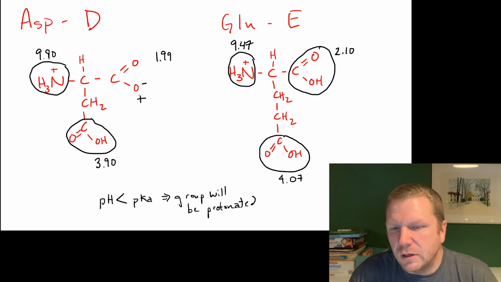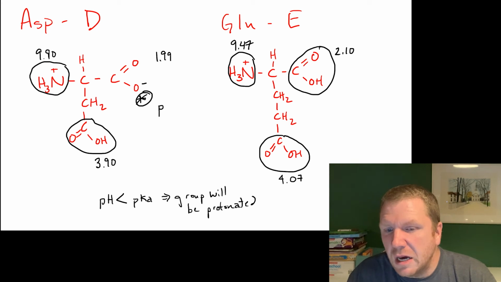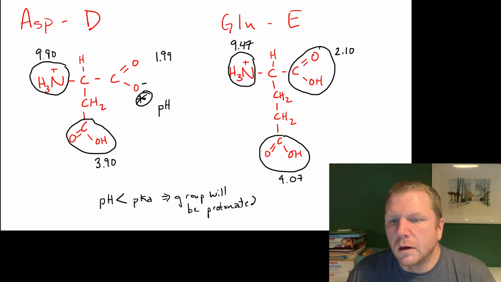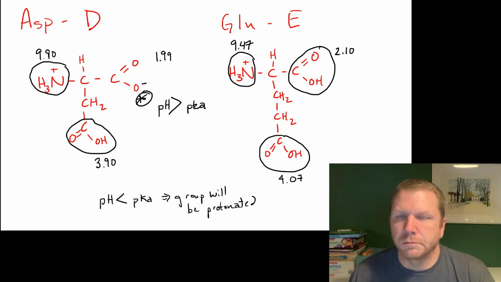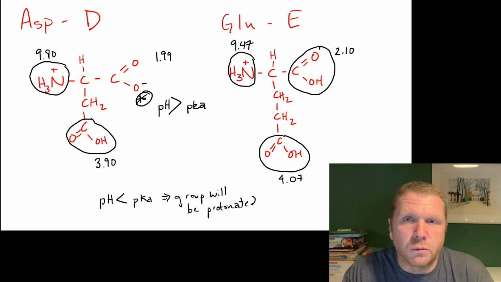Now, in the event that you see something like where I'm just drawing this star right here, what does that tell you? Well, this group is deprotonated, indicating that there's a negative charge there. But that also indicates that the pH of the solution that this molecule is currently residing in is greater than the pKa.